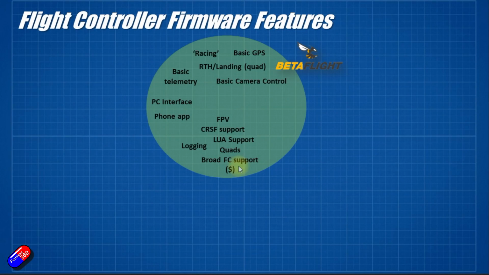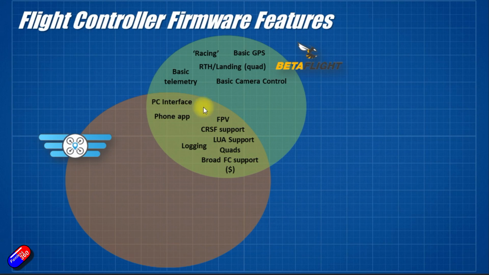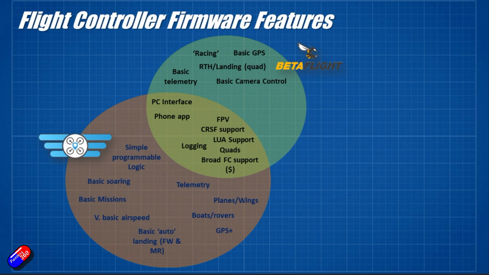So let's add its cousin INAV into the mix. INAV has an awful lot of the same things. It has the same or very similar PC interface. It's slightly different because it has some additional functionality. Also widely supported on the phone app as well, and has all that same support and goodness. And there's lots of cross-pollination between the Betaflight project and the INAV project. But INAV has a lot of extra things that it does.